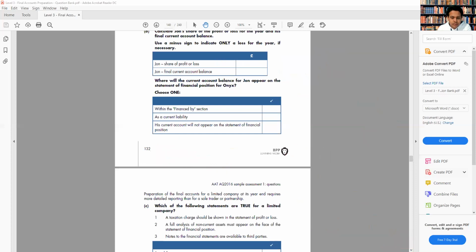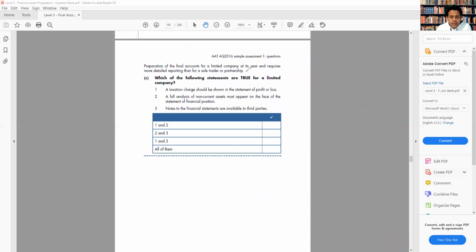Okay, let's move to the next one. The next one is asking about preparation of the final accounts for a limited company, as its year-end requires more detailed reporting than a sole trader or partnership. Which of the following statements are true for a limited company? A taxation charge should be shown in the statement of profit or loss.